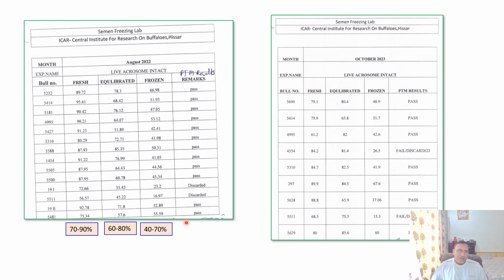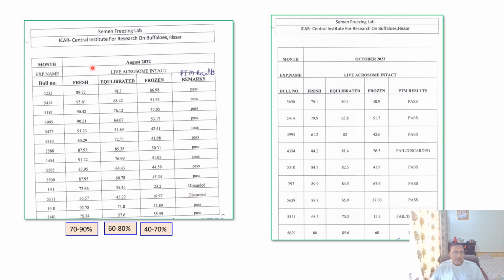Similarly, every bull's semen will be measured for acrosome integrity every month with the help of a flow cytometer, and we found that in fresh semen, the ejaculate PTM results range from 70 to 90% in fresh condition, in incubated it is around 60 to 80, and in frozen condition it ranges from 40 to 70. This sample ejaculate was discarded.